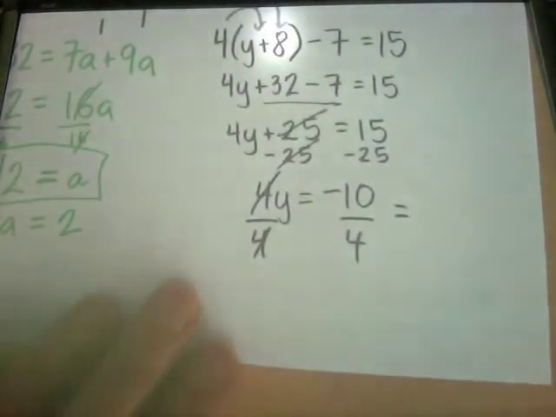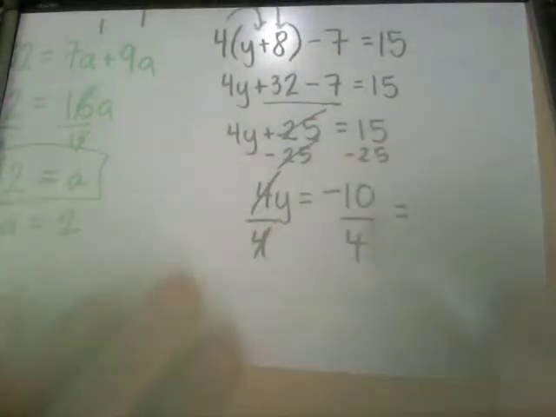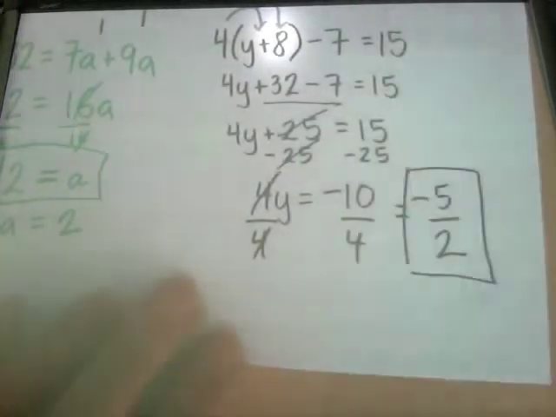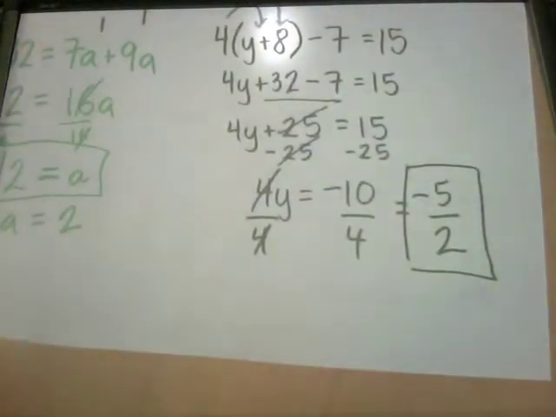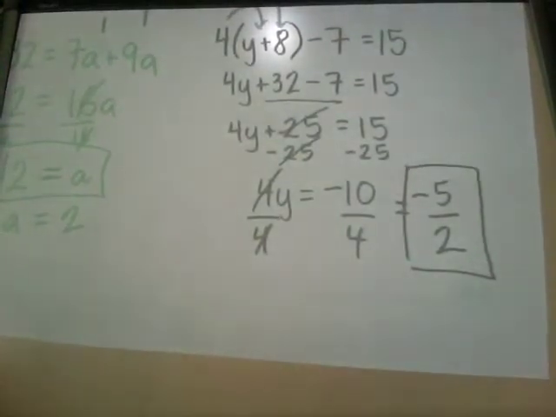Negative 10/4. Now, you can leave this as an improper fraction if you like, if you simplify it. Both of these divide by 2. So if you leave it as this, that's fine. If you want to tell me it's negative 2.5, that's also correct. So that's one way to do it. Let me show you the shorter way.